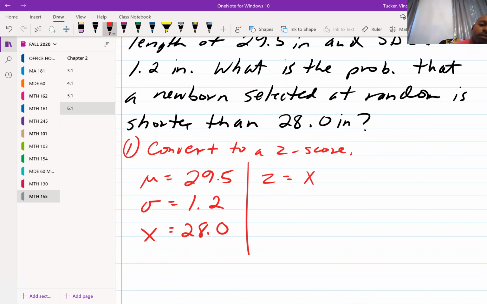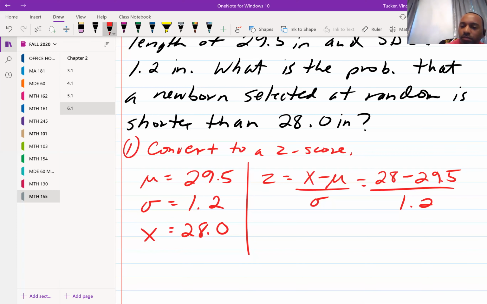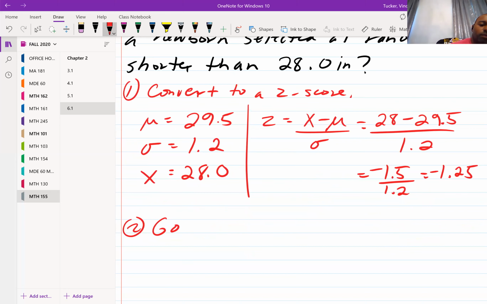So now we use the formula. 28 minus 29.5 over 1.2. So we have negative 1.25. Any problem with that? All right, next step. Go to the chart.